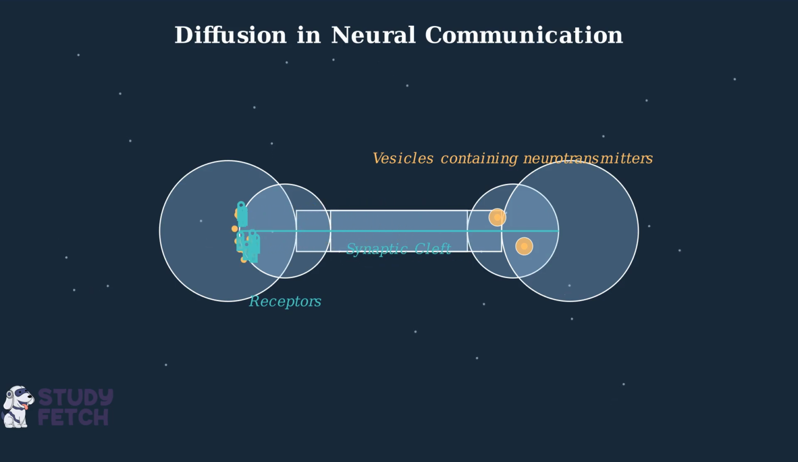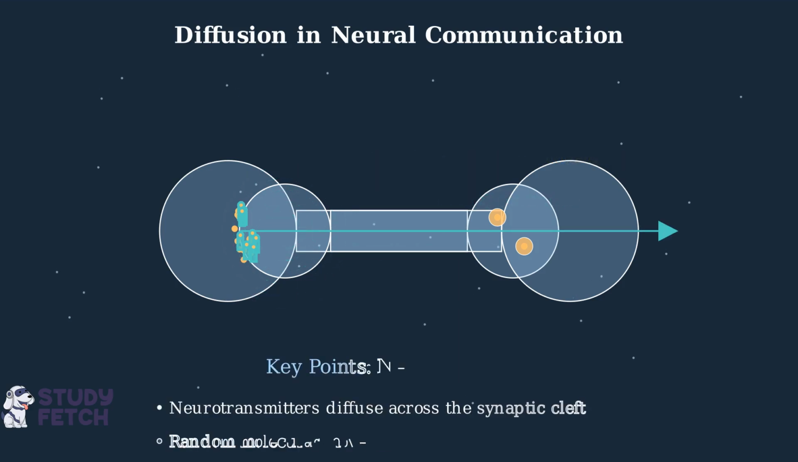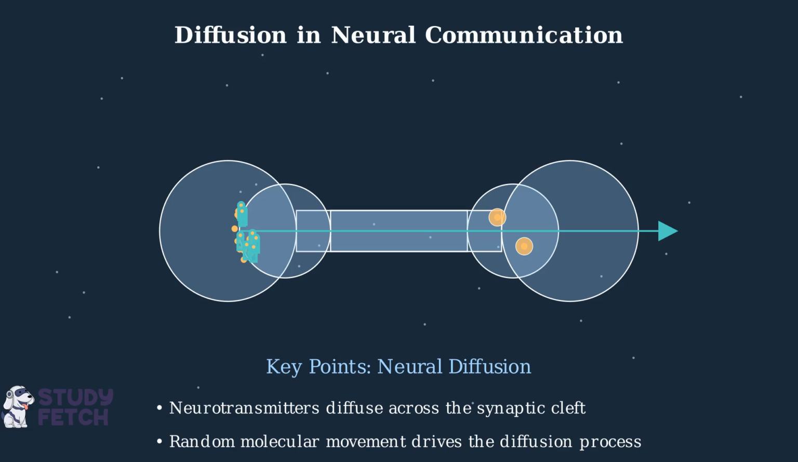The neurotransmitters bind to specific receptors on the postsynaptic neuron. This binding triggers a response in the postsynaptic neuron, allowing the signal to continue. Diffusion is crucial for neural communication, as it allows neurotransmitters to travel across the synaptic cleft through random molecular movement.